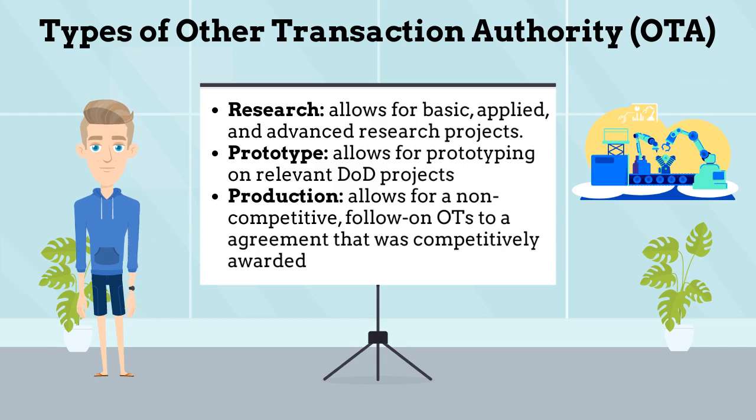The final type is for production purposes, which allows for a non-competitive, follow-on other transaction to a prototype other transaction agreement that was competitively awarded and successfully completed. This statute requires that advance consideration be given and notice be made of the potential for a follow-on other transaction. As a result, the solicitation documents will include a notice that a follow-on production other transaction is possible.